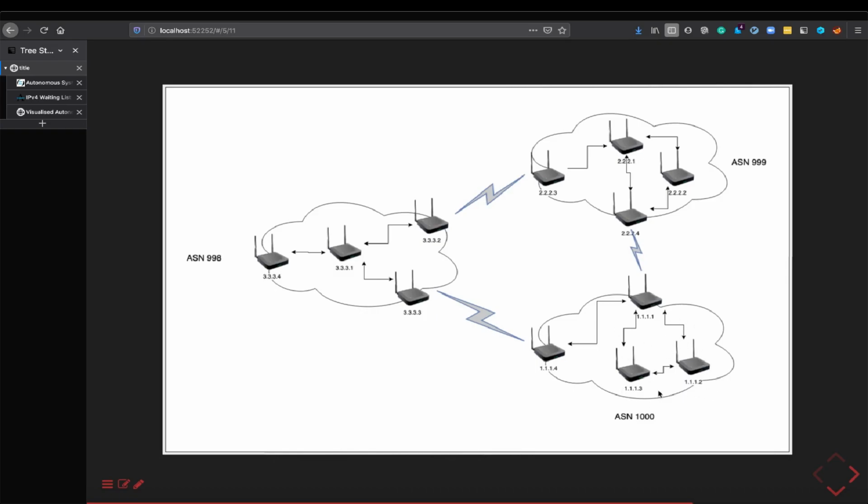Okay, so if you notice, 1.3 is not connected to 1.4 directly. It is indirectly connected via 1.1. So any traffic 1.4 receives, it will first have to forward it to 1.1, and 1.1 will have to forward it to 1.3. Okay, that is just an example that I'm trying to show you here. Similarly for other autonomous systems as well.